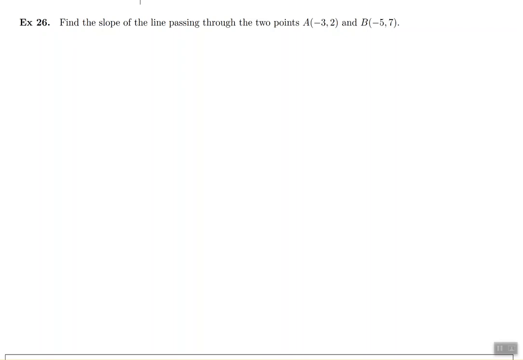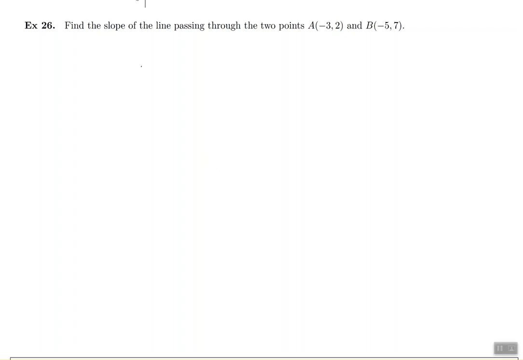In example 26, we have to find the slope of the line passing through 2 points, A, which is (-3, 2), and B, (-5, 7). Keep in mind that when we write the numbers like this, the order does matter. We always write the x first and the y after.